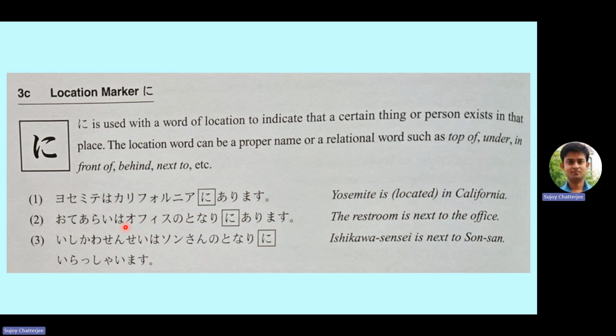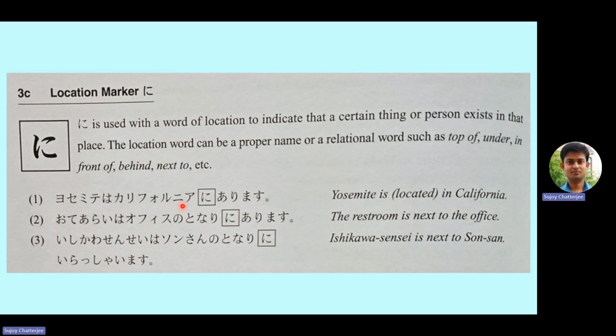Otearai wa ofisu no tonari ni arimasu. The restroom is next to the office. So again, ni particle follows the location indicator. And then we have Ishikawa sensei wa Son-san no tonari ni irasshaimasu. Ishikawa sensei is next to, or is sitting next to, Son-san.